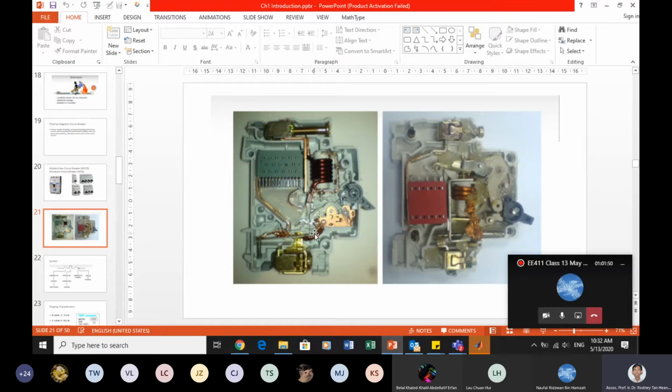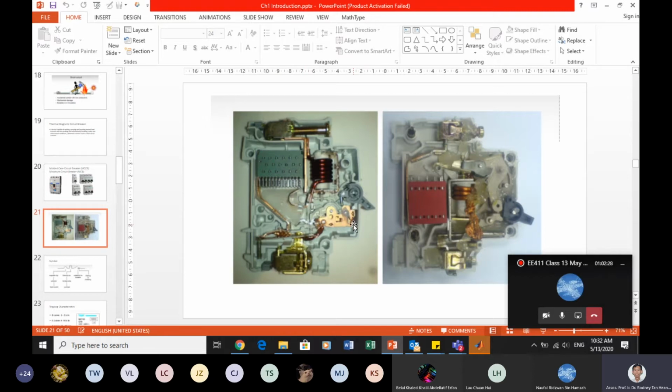Whereas at this portion here, there is a bimetal plate. Bimetal plate means the metal will start to bend when it heats up. That is to protect against overload. If there's no overload, it won't bend, right? If there is overload, it will start to bend slowly, depending on how much overload. If you have a very high overload, it bends faster. So when it bends, it can also trip.